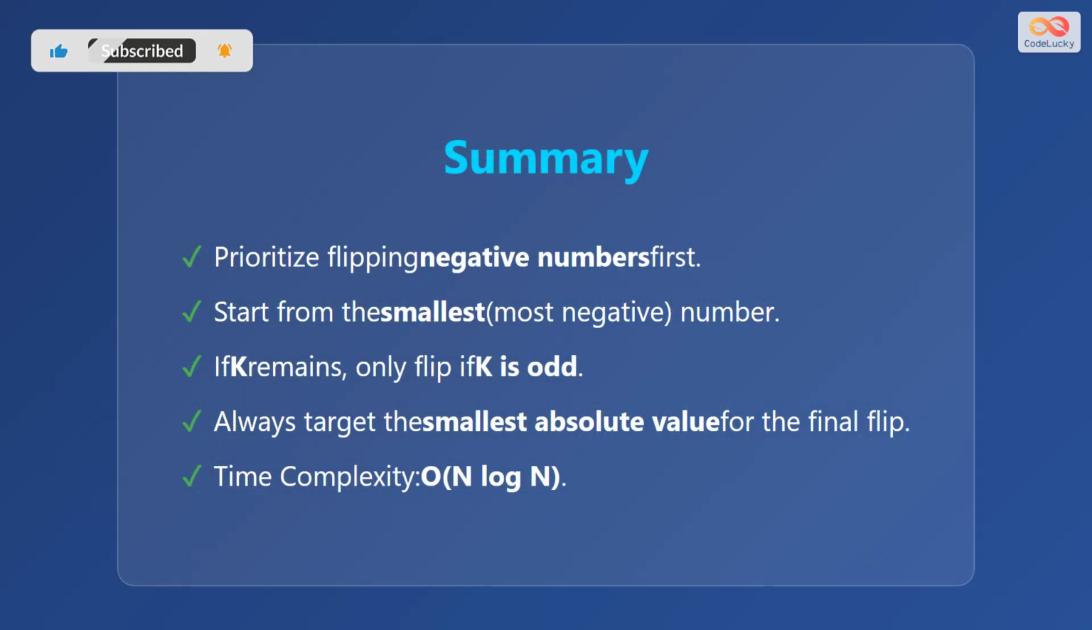To summarize, always prioritize negative numbers, starting from the smallest. If you have extra moves, only worry about them if the remaining count is odd. If it is odd, sacrifice the smallest absolute value available. This guarantees the maximum possible sum.